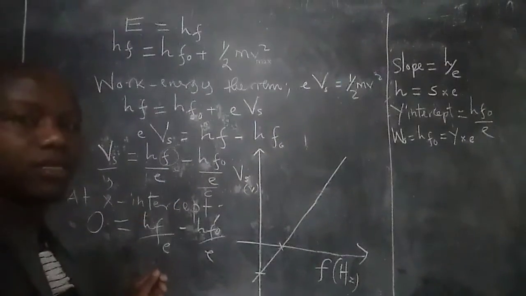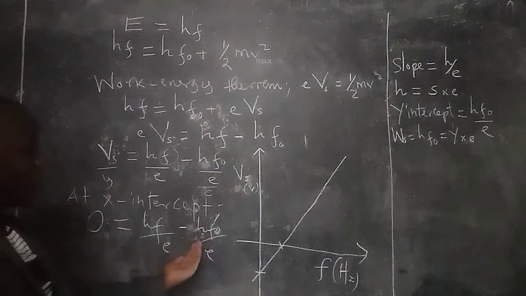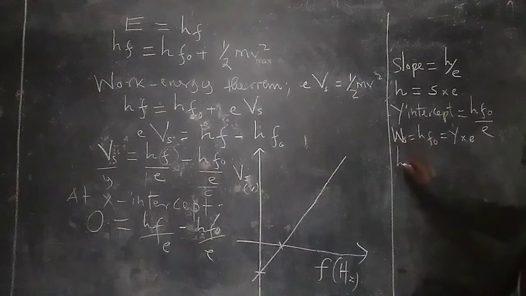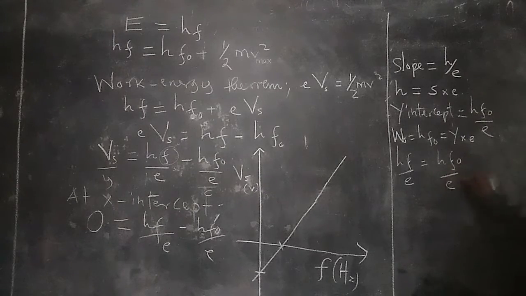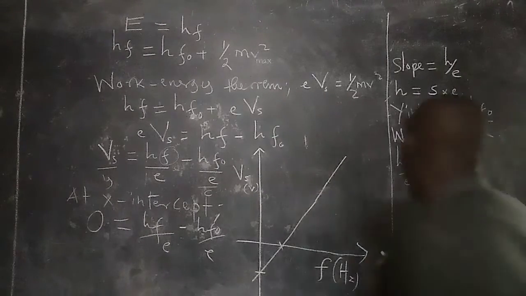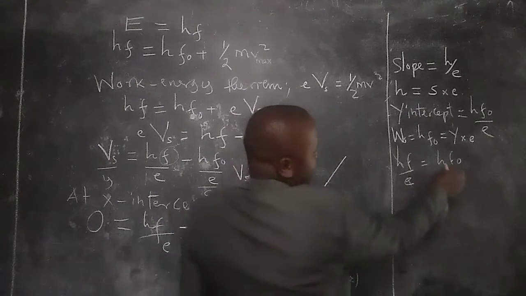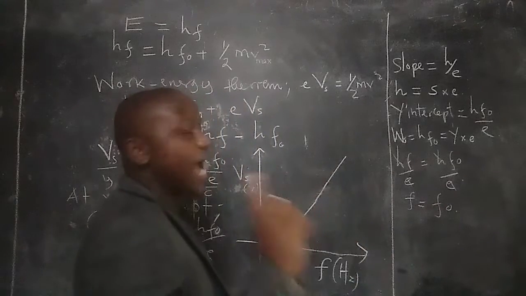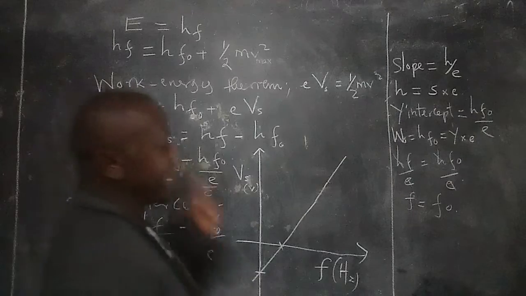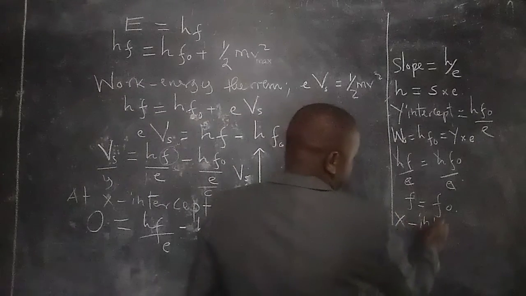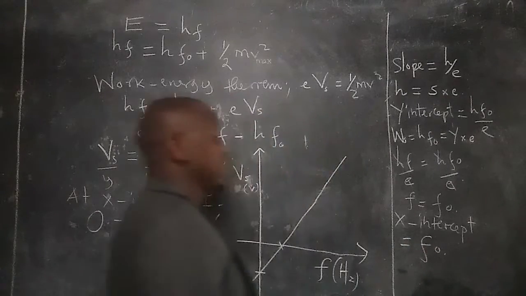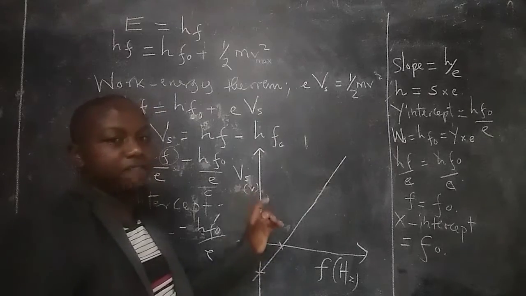Therefore, with this, we can now bring hf naught over e to this side such that hf divided by e equals hf naught out of e. And with this now, we can have h out of e cancelling, so f will be equal to frequency naught. Which means, from this graph, the x-intercept is going to give us the threshold frequency of the given metal.